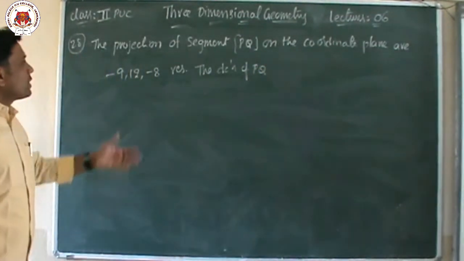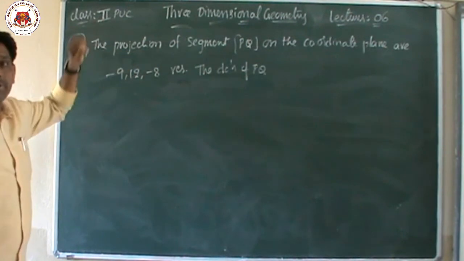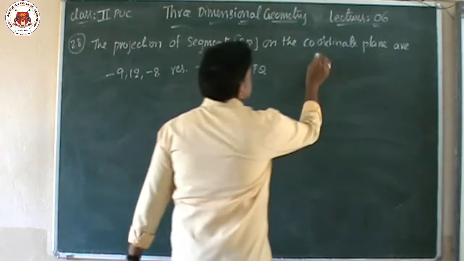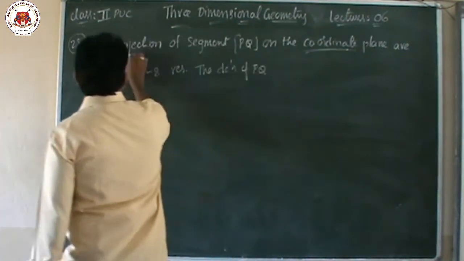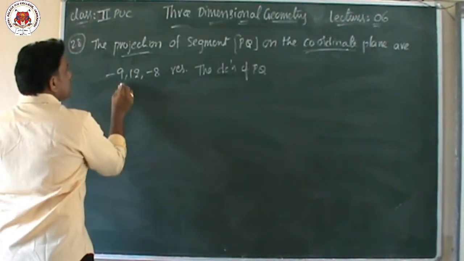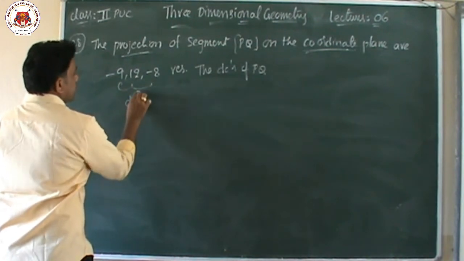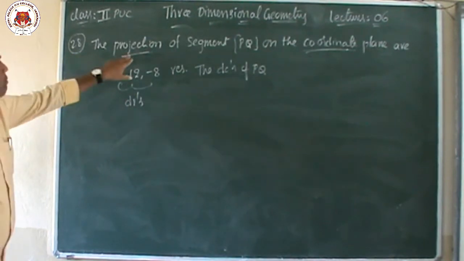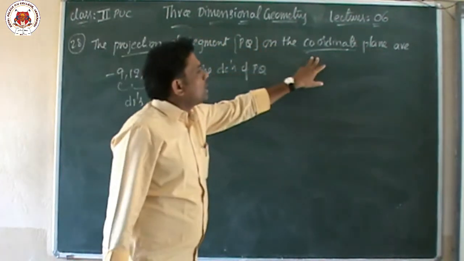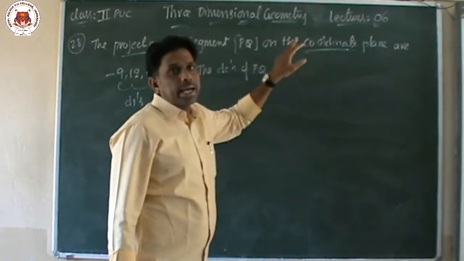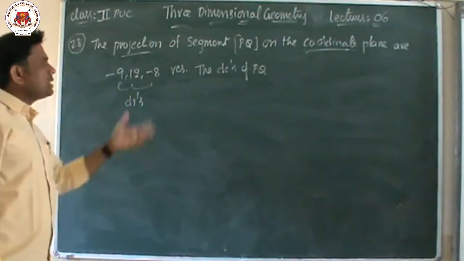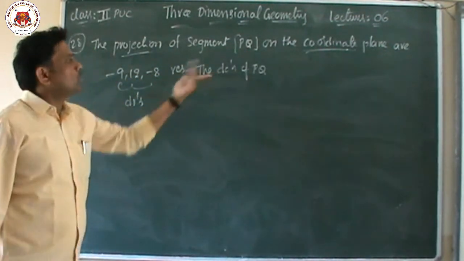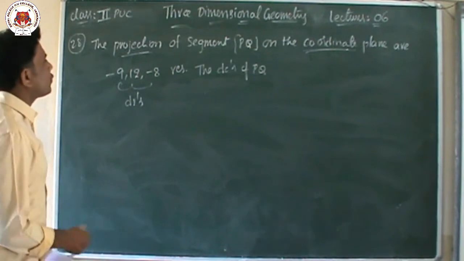So children, here what is the meaning of projection? In the previous class also I said to you, projection on coordinate axis. Always remember, projection on coordinate axis is nothing but the DRs. We discussed this in vector algebra also. Here the DRs of PQ are given, and now we have to find the DCs of PQ.